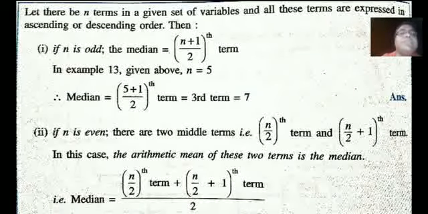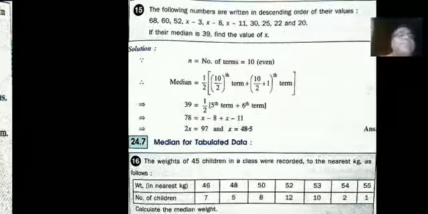Similarly, if n is even, in such cases you can find that the median will be the middle value of the n by 2 th term and the (n by 2 plus 1) th term. That is, the median is equal to the n by 2 th term plus the (n by 2 plus 1) th term, divided by 2. Okay, keep in mind, so two formulas for finding the median, if n is odd or n is even.